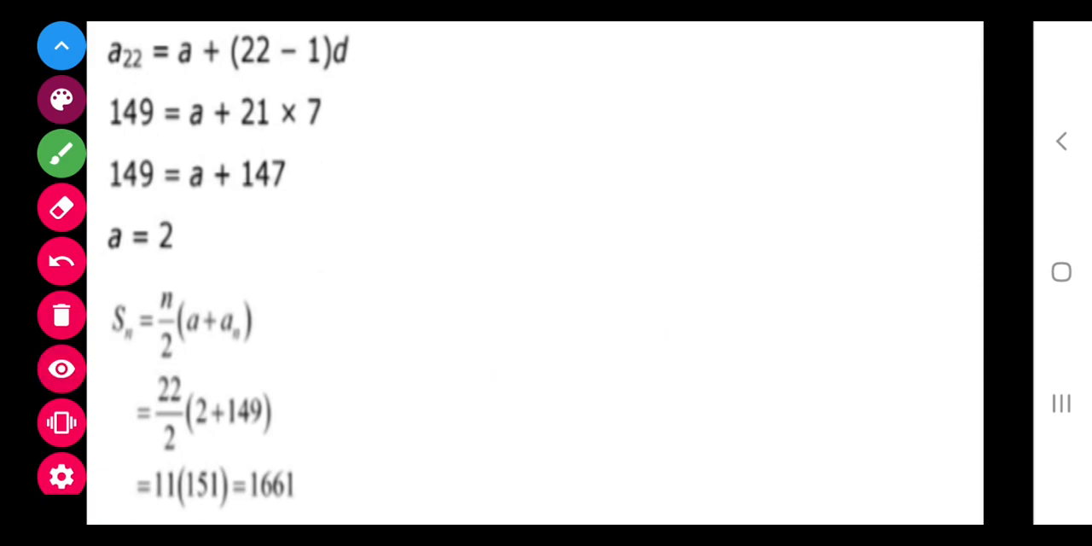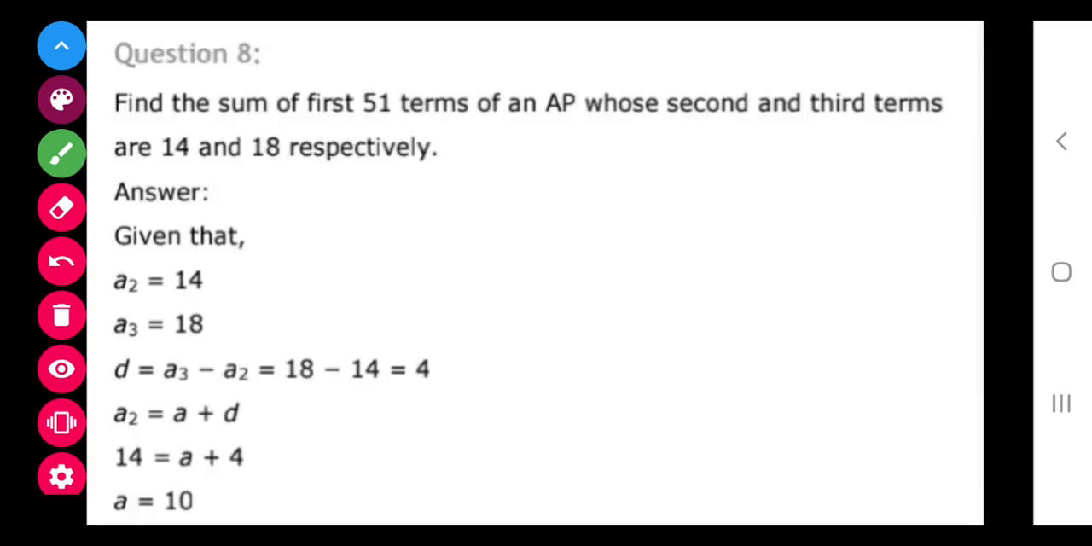Now next, I hope you all are understanding, class. This is a calculation type chapter. In this many calculations are needed, but the concept is very simple.